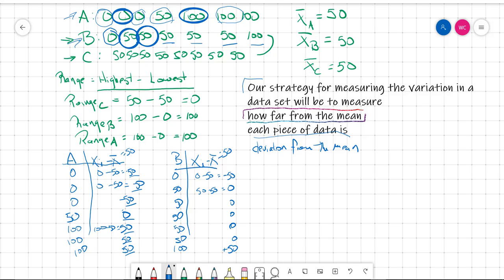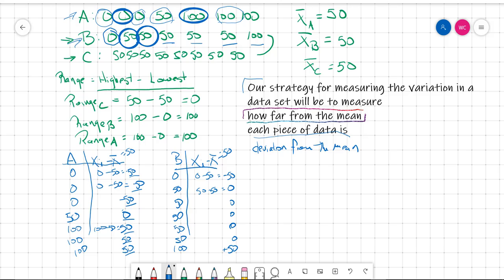Okay, so that would be good enough. We could just stop here and say, okay, now we can say that the deviation from the mean for A is bigger than the deviation from the mean for B. And that could be our justification for saying that A is more spread out than B.